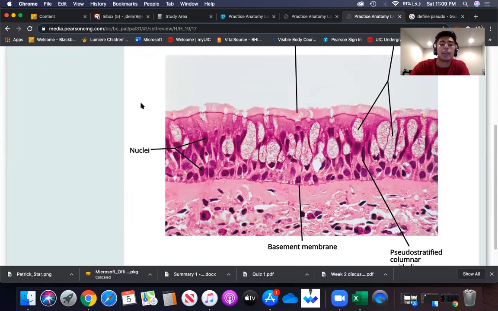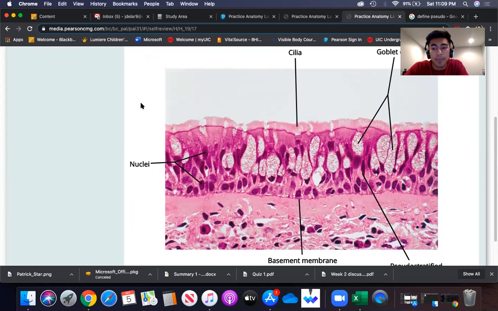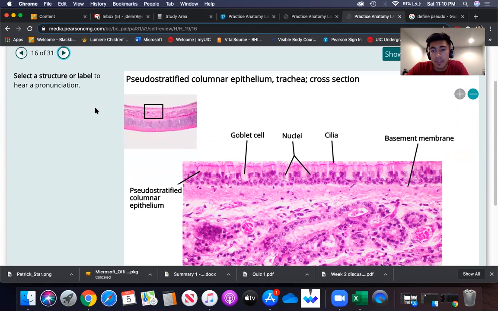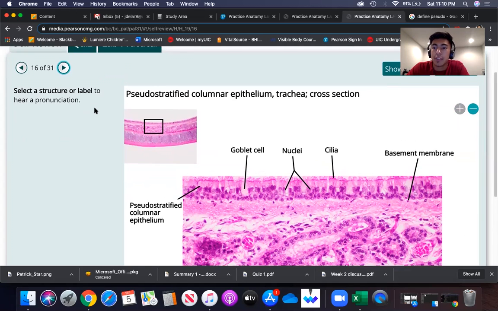Looking at this, we do see very small cells here, very tall cells that go all the way to the top. And it's hard to see here, but they actually all meet here at the basement membrane. It is still one cell layer. Now the question becomes, can you tell pseudostratified columnar from simple columnar? They are also very tall cells placed here, and I will tell you.